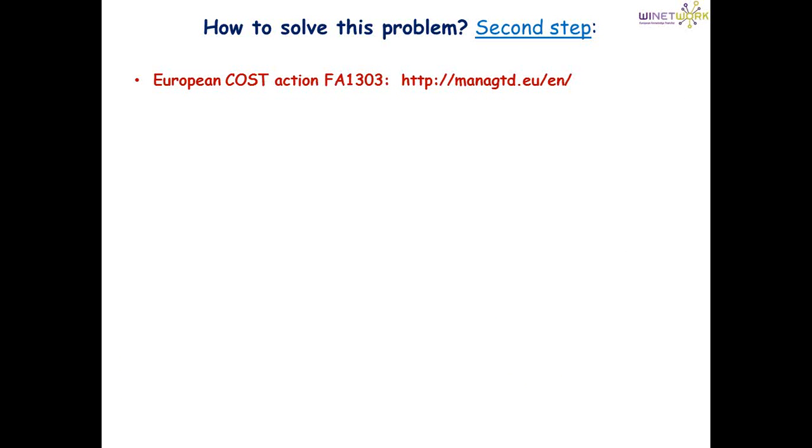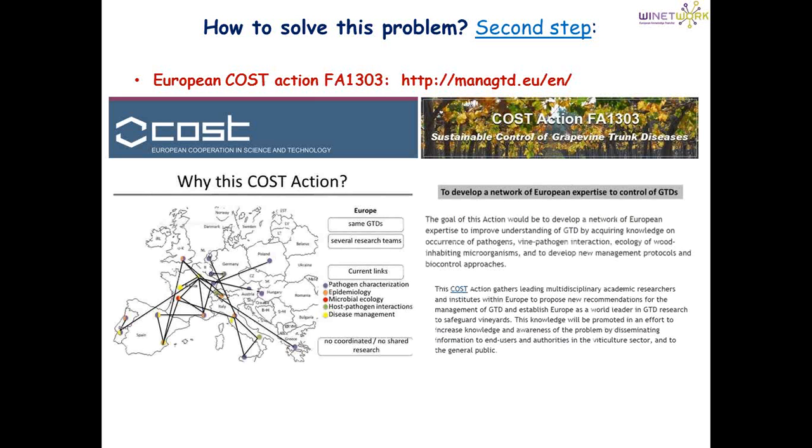A second step on the European scale was the institution, the constitution of the European COST Action FA1303, that is Sustainable Control of Grapevine Trunk Diseases, that has four main topics: the pathogen characterization, studies on epidemiology, microbial ecology, host-pathogen interaction, and disease management. And also important, the COST Action is because for the first time, it was put in evidence that it's very important to share the results of the research with end users.